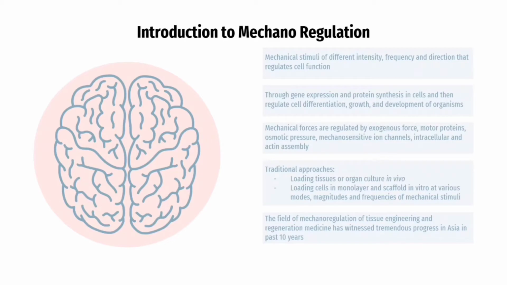These unique forms of mechanical forces are regulated by exogenous force, motor proteins, osmotic pressures, mechanosensitive ion channels, intercellular forces, and actin assembly. Traditional approaches in cellular mechanobiology include loading tissue or organ culture in vivo, and loading cells in monolayers and scaffolds in vitro at various modes, magnitudes, and frequencies of mechanical stimuli. The field of mechanoregulation in tissue engineering and regenerative medicine has witnessed tremendous progress in Asia in the past 10 years and is still developing.